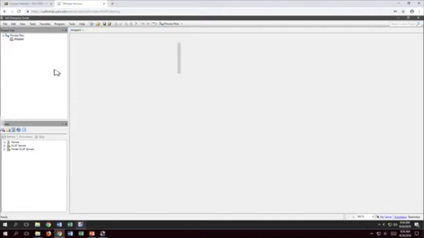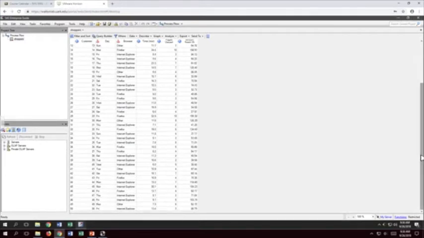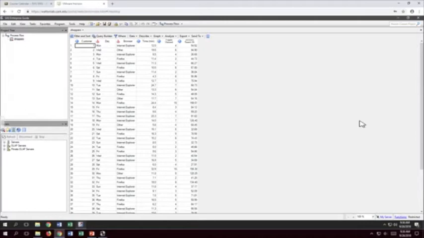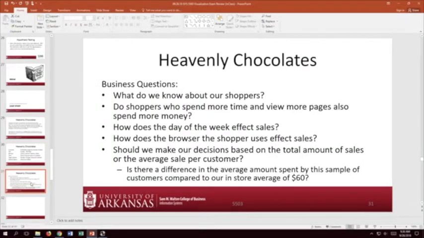So here's our Heavenly Chocolates data set. We have our customers, and we have 50 customers. We have the day of the week they bought their product, the browser that they used, the time they spent on our website, the number of pages that they viewed, and the amount spent. And so my question is: is there a difference in the average amount spent by this sample of customers compared to our in-store average of $60?